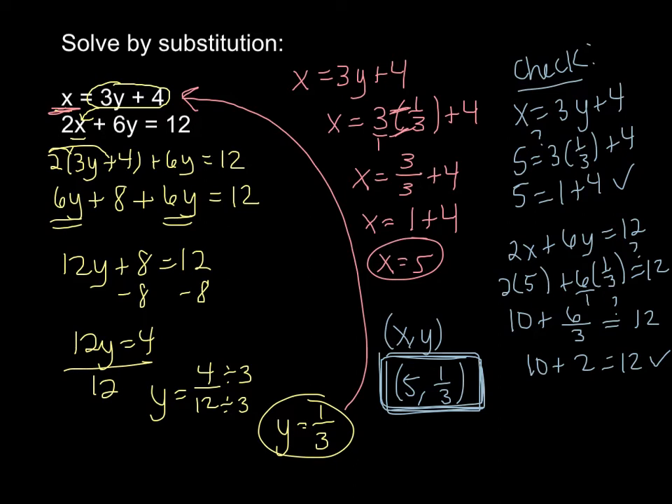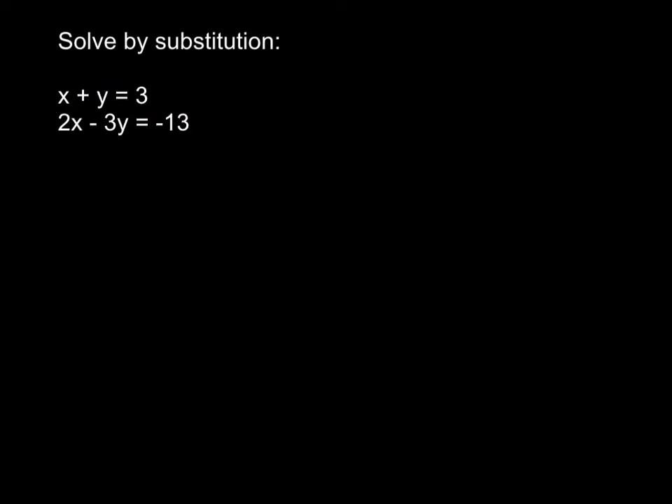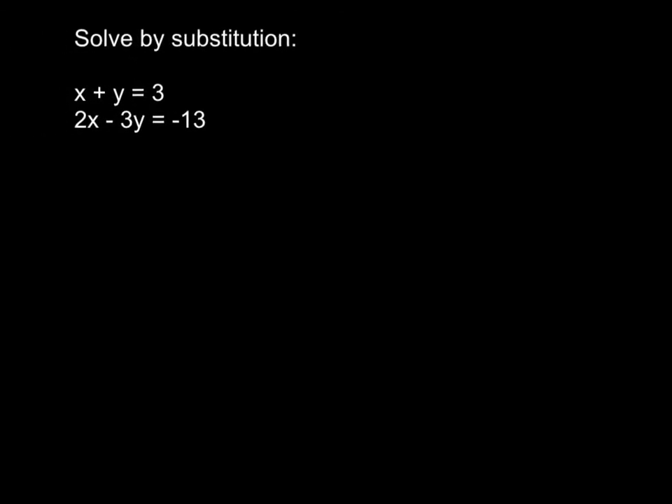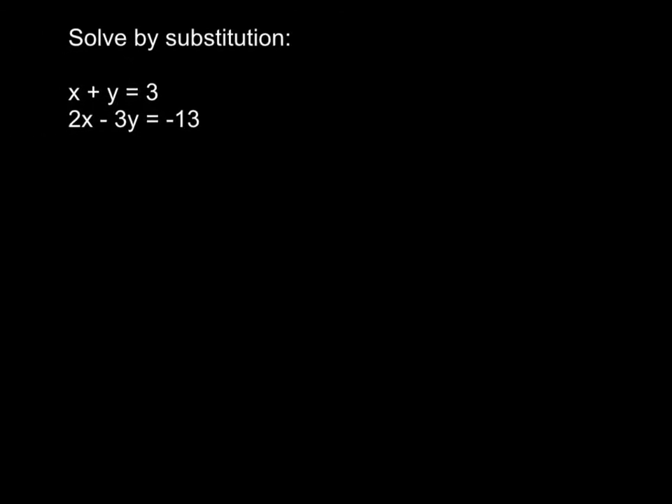Okay, so let's do another example. Okay, so here's our second example. So solve by substitution. I told you with the first example that we need to have either x solved for or y solved for. In the first example, we already had x equals. In this example, we need to solve for x or y first. My first equation has 1x and 1y. So that's going to be a little bit easier to solve for. Whereas in the second equation, we have a 2x and a 3y. It's going to be a little more difficult.